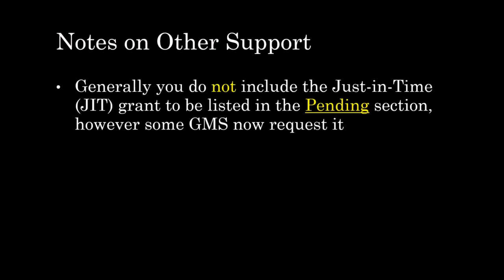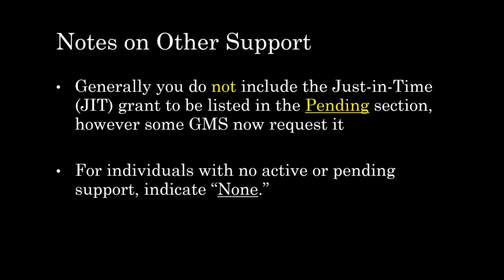So some notes on other support. Generally, you do not include the just-in-time grant to be listed in the pending section. However, we are starting to see that some GMSs are now requesting it. So you can use your own discretion here, but at this time we would ask you to leave it off unless the GMS asks otherwise. And for individuals with no active or pending support, indicate none. So always have all the sections of the other support listed, and if there's nothing there to list, just simply state none.